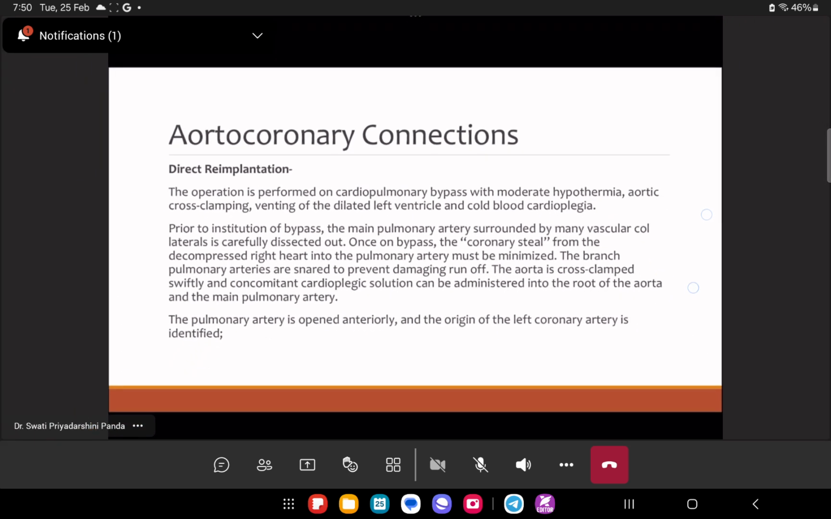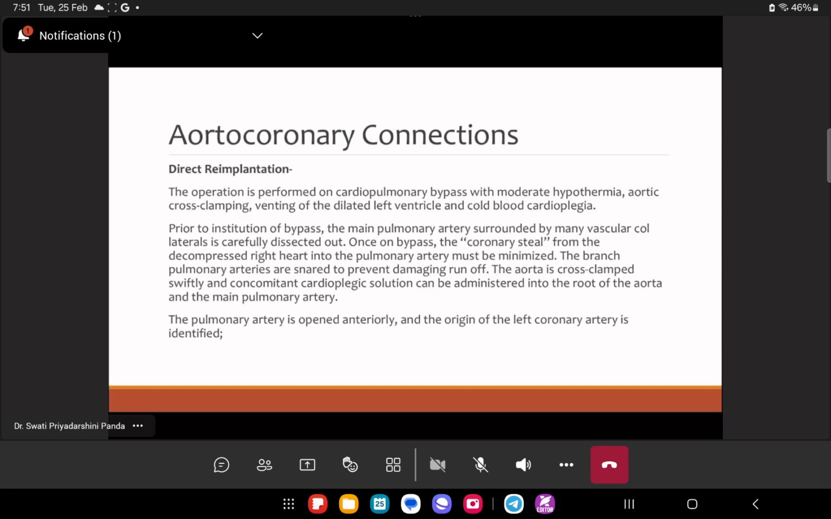Next is auto-coronary connections. In that, the first one is direct reimplantation. This operation is performed on cardiopulmonary bypass with moderate hypothermia and aortic cross clamping, venting of the dilated left ventricle and cold blood cardioplegia. Prior to institution of the bypass, the main pulmonary artery, surrounded by many vascular collaterals, is dissected. Once on bypass, the coronary steal from the decompensated right heart into the pulmonary artery must be minimized. The branch pulmonary arteries are snared to prevent damaging runoff.